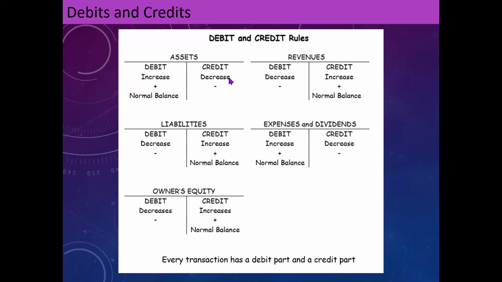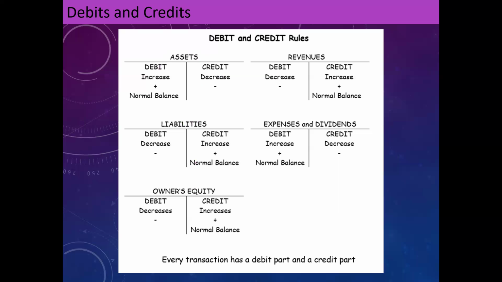Here's how I memorize them. Assets, which are things that I own, are increased with a debit and decreased with a credit. I already know by this point that assets equal liabilities plus owners' or stockholders' equity. And so if I know anything about algebra, I would know that the things on one side of the equal sign are going to be different than the things on the other side.